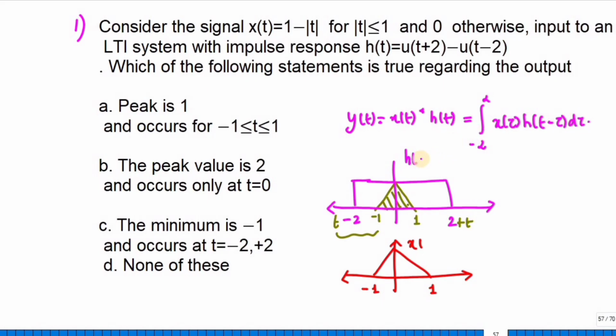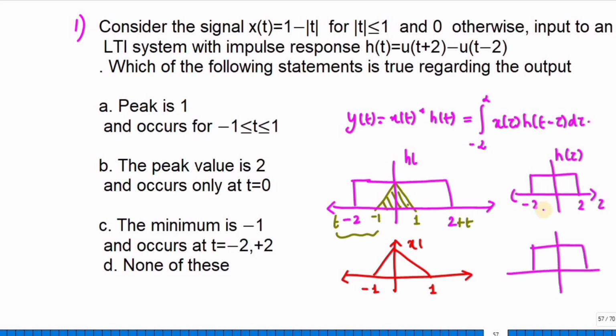First, since this is u(t + 2) - u(t - 2), t + 2 starts from here and t - 2 starts from here. So the difference is this, from minus 2 to 2, and this is h(tau). If I invert this, I get the same answer, because it becomes minus 2 and 2. So this is h(-tau).